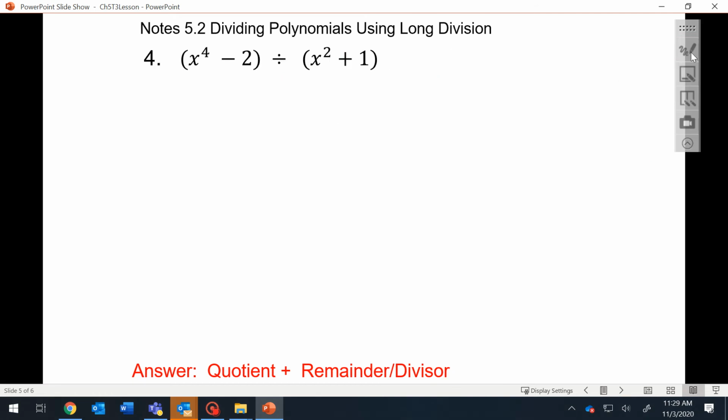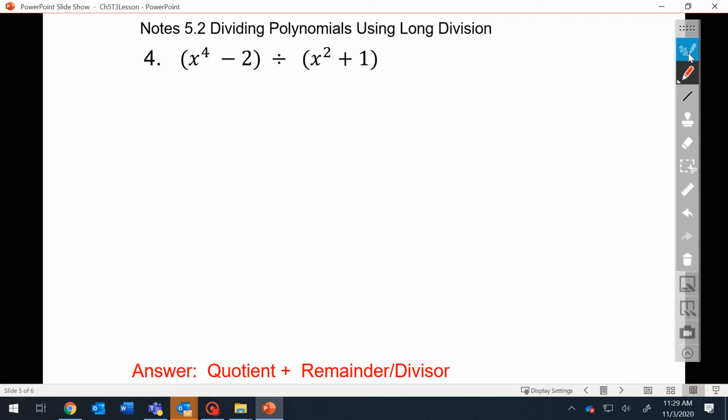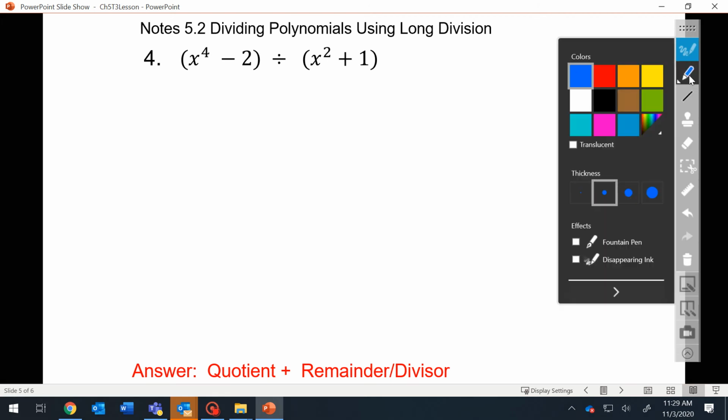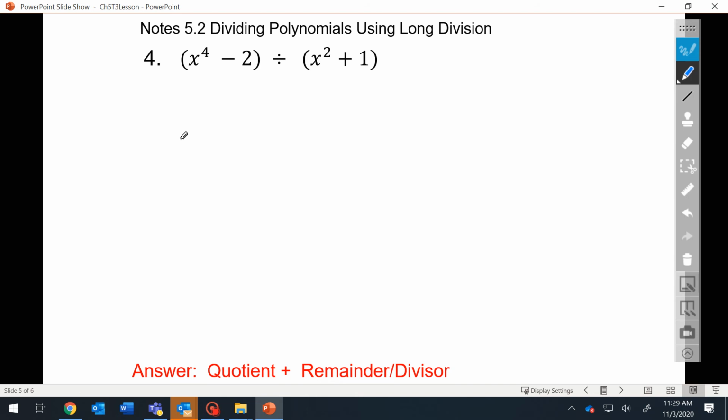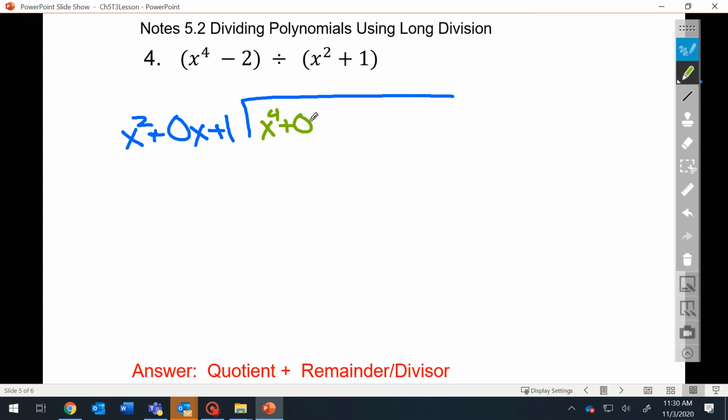Alright, so x to the fourth minus 2 divided by x squared plus 1. Alrighty. So x to the fourth minus, so I'm dividing by x squared plus 1. I need a placeholder since I don't have an x term, so it's x squared plus 0x plus 1. And what I'm dividing is x to the fourth plus 0x cubed plus 0x squared plus 0x minus 2. Alright, that's a lot of stuff there.